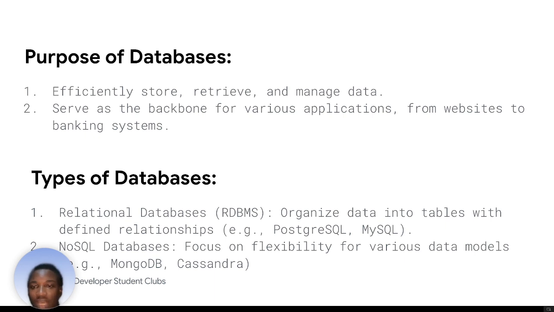So the next part is types of databases. We have the relational database, which is the short form of RDBMS. They are used to organize data into tables with defined relationships. What this basically means is that when you're looking at structured data, in order to relate them together, those are only available in relational databases.